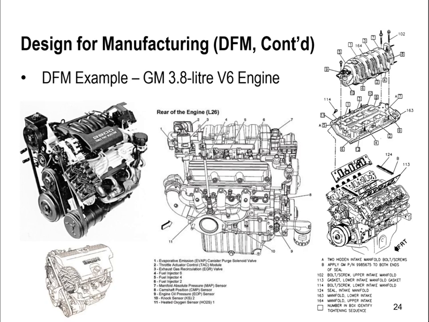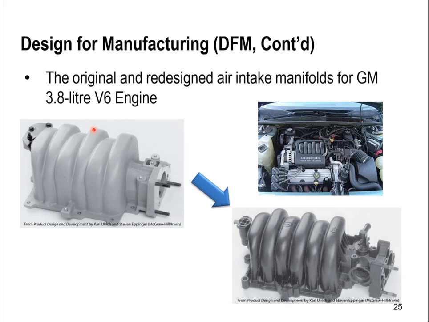Some of the DFM examples is going to be the GM 3.8 liter V6 engine. I'm not going to talk about the whole engine, we're going to talk mainly about the manifold. So you can see this part here, the air intake for the manifold. You can see that this one is actually made of plastic. So you will see the original and redesigned air intake manifolds for the GM 3.8 liter V6 engine. The first one was made of aluminum, and then they made it as a polymer plastic one.